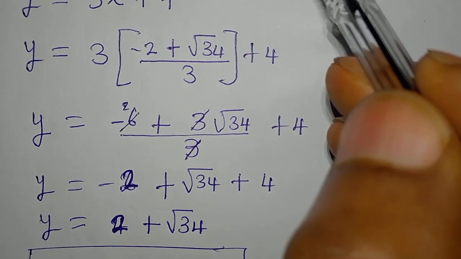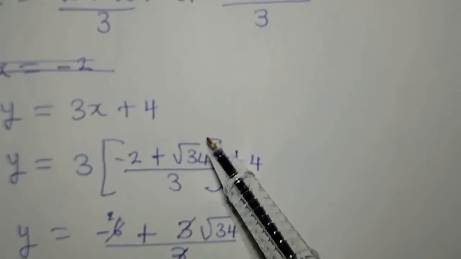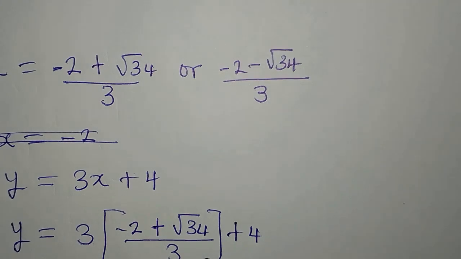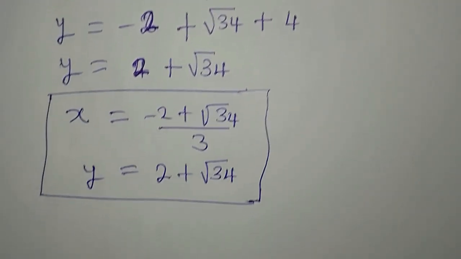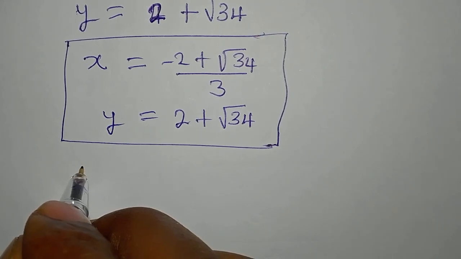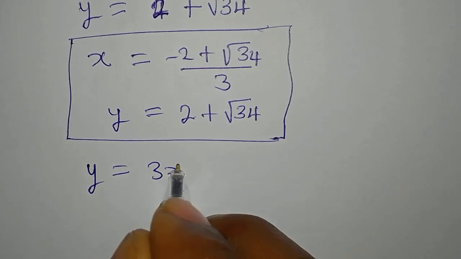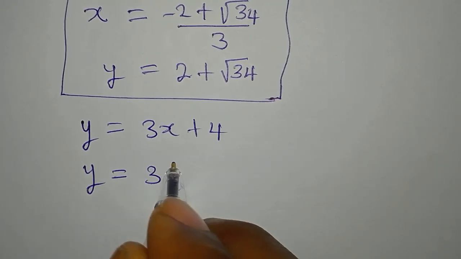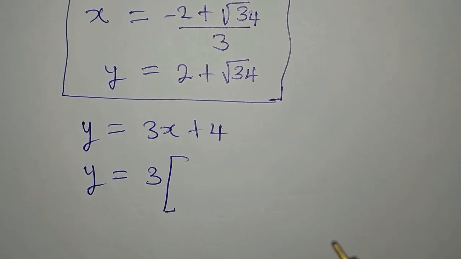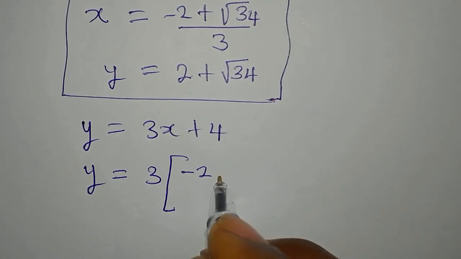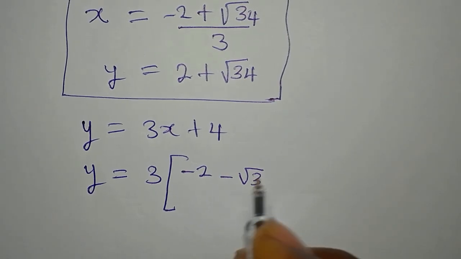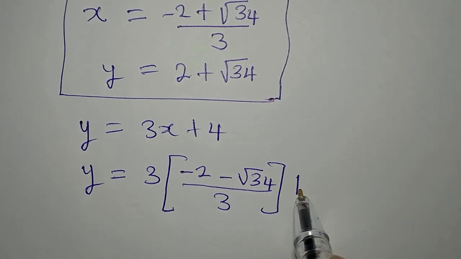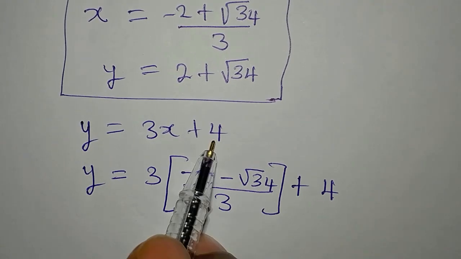Remember, we have another value of x, which is this. So I'm going to use this to get the other value of y. We still get y equal to 3x plus 4. So y now is equal to 3, and in place of x, I will be writing minus 2 minus square root of 34 over 3, right? Then we still have our plus 4.